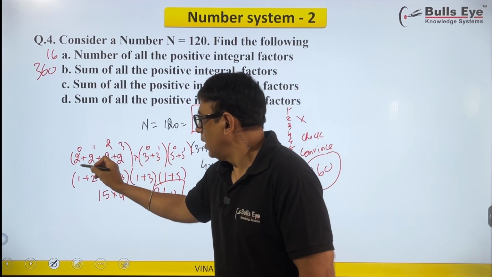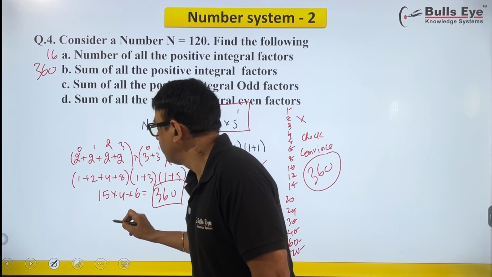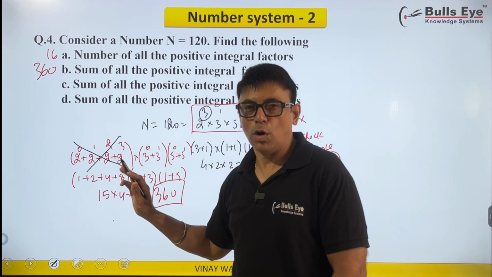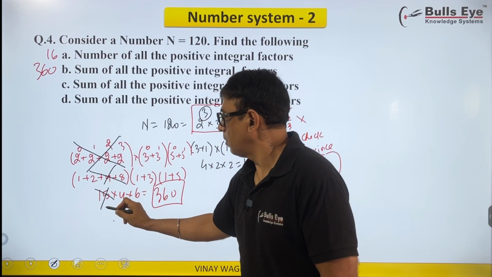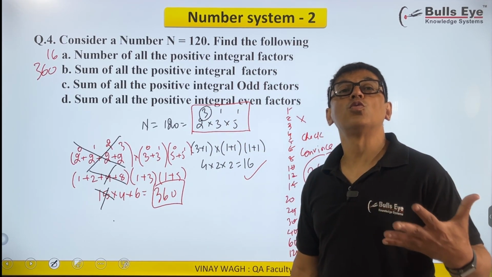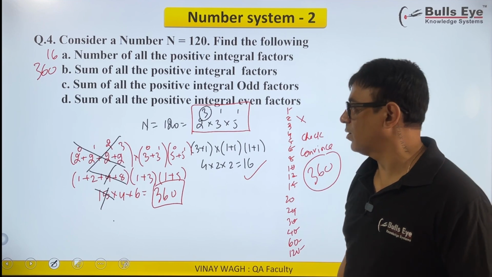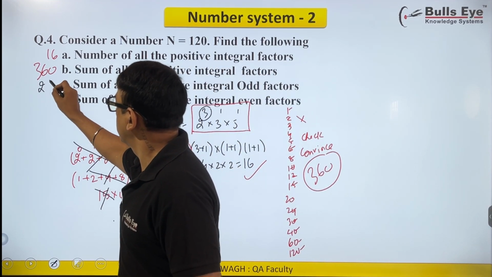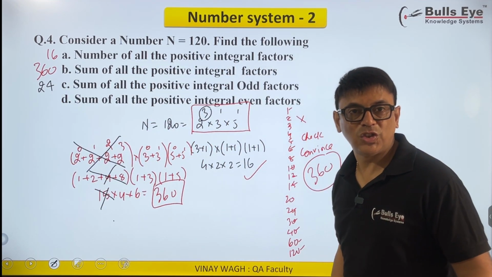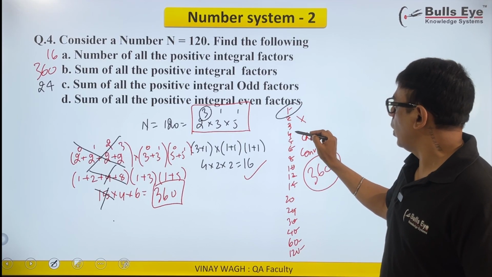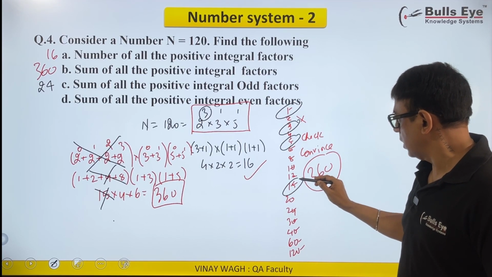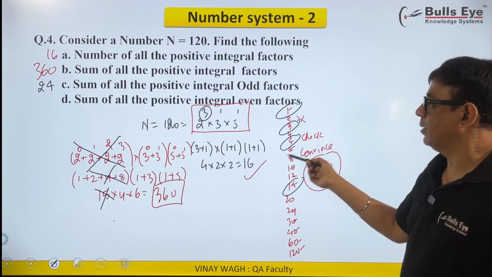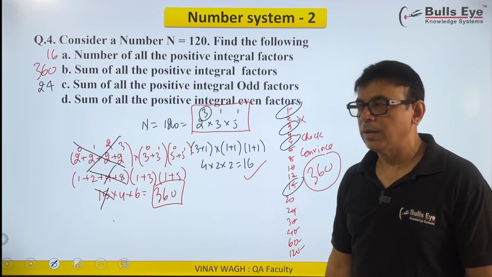Which means I'll conveniently ignore this for odd factors. Which means this gets skipped. This gets skipped. And 4 into 6 is 24. 24 is the sum of all the odd factors. And I can very well check. These are the odd numbers: 1 and 3, 4 and 5, 9, 15 and 9, 24, and that's 24, right?